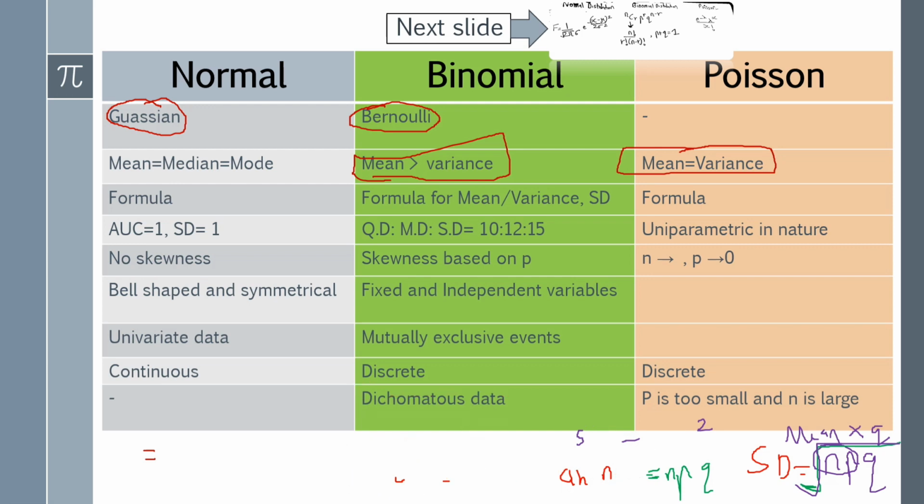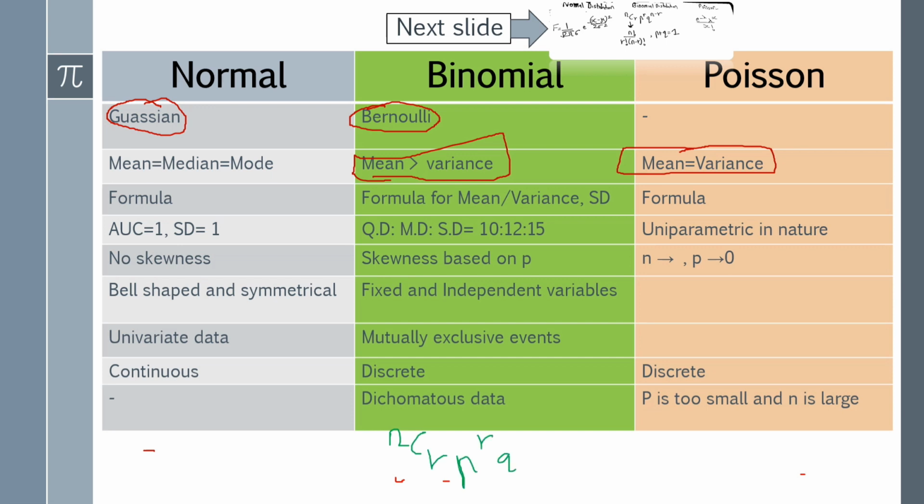Now, one important formula where you actually come to know about combinations and probability is nCr P raised to r, Q raised to n minus r. Now this C can be further simplified as n factorial upon r factorial into n minus r factorial. In the upcoming videos, we will be learning how to solve these numericals. But right now, just jot down this formula: nCr P raised to r, Q raised to n minus r, which can be further written as n factorial upon r factorial into n minus r factorial. This is a very, very important formula.